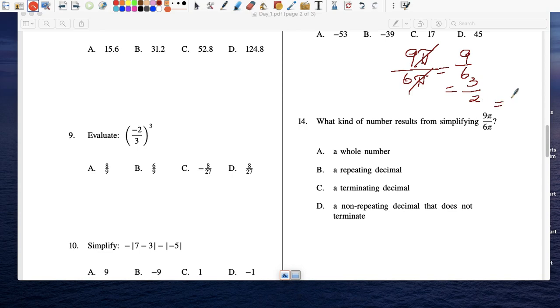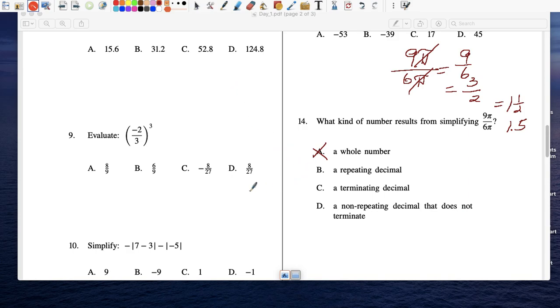And we simplify to 1.5. So let's see, what kind of number results from simplifying? Is it a whole number? Is my answer a whole number? Nope, it's not. It's a whole number and more.